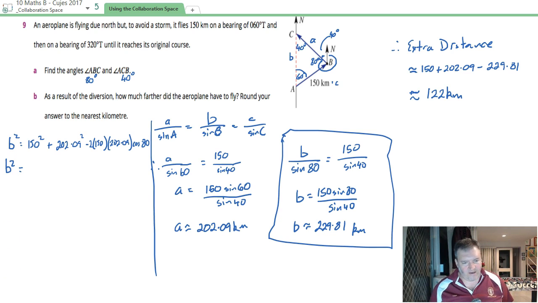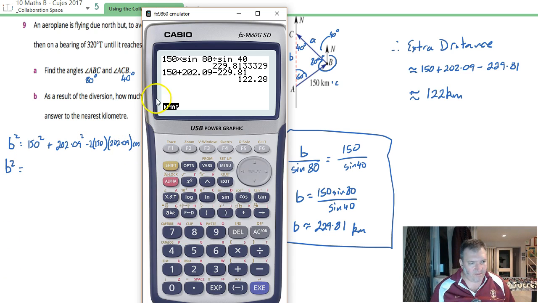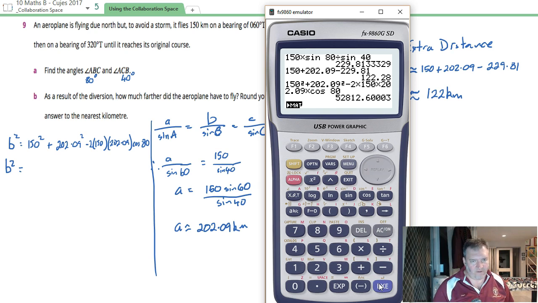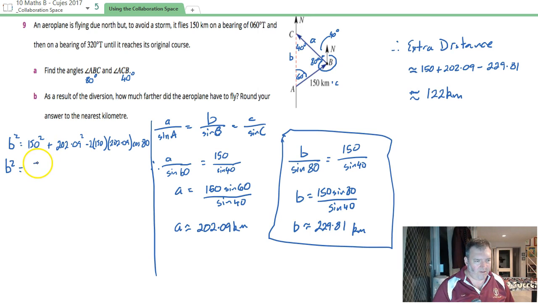Let's push buttons on our calculator. Now we've introduced a tiny bit of round off error here because that number's been rounded off to 202.09, but I think we'll be okay given that we're going to just the nearest whole number. So 150 squared plus 202.09 squared minus 2 times 150 times 202.09 times the cosine of 80. Oh, 52,812. That doesn't sound right, does it? But that's because it's been squared.